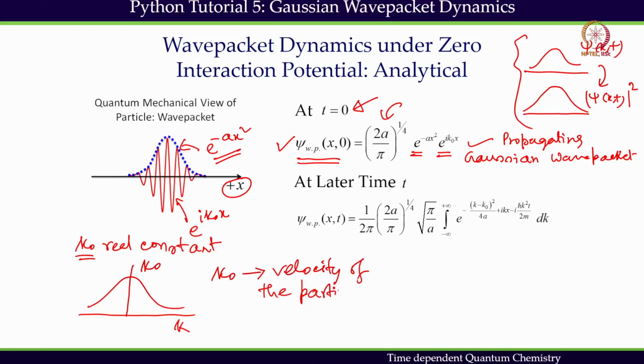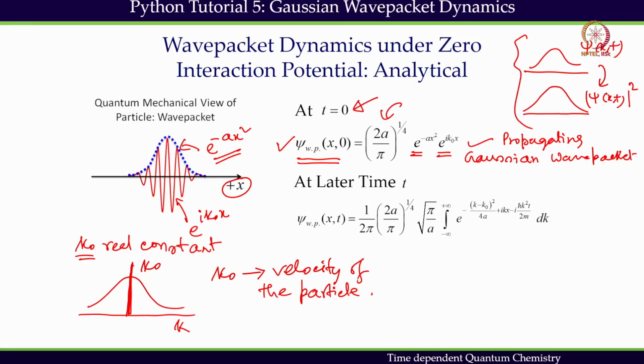So k naught has multiple perspectives. It defines the velocity of the particle. It defines the momentum of the particle. It defines the center of this momentum domain spectrum. So k naught has many perspectives, and those perspectives should be clear to us before we make use of this wave function for our wave packet dynamics.